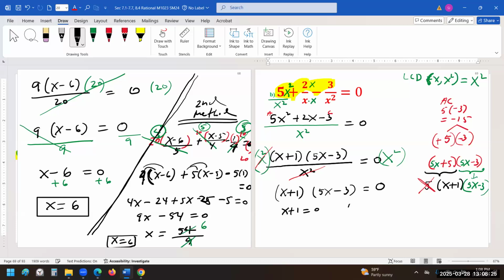x plus 1 is 0. 5x minus 3 is 0. x is negative 1. And x is positive 3 over 5.